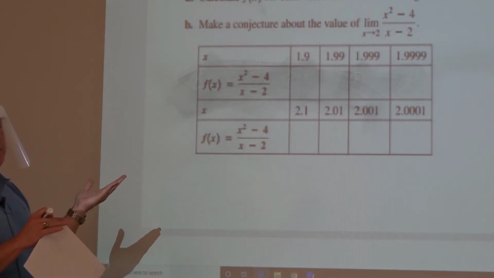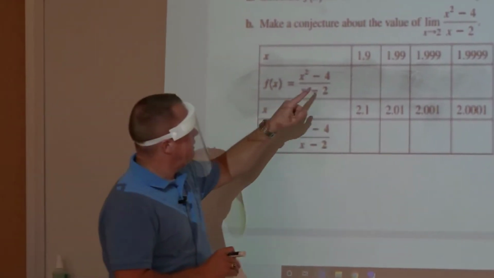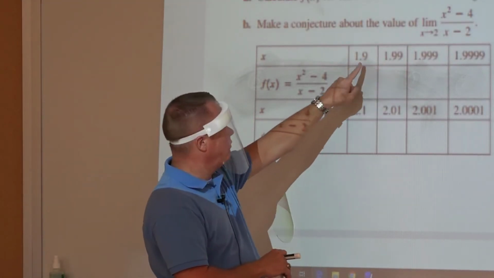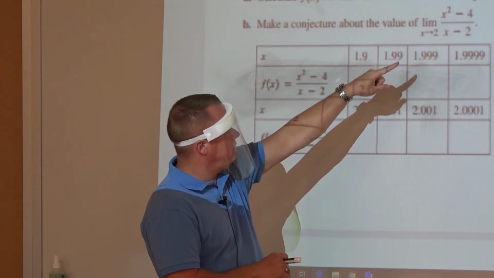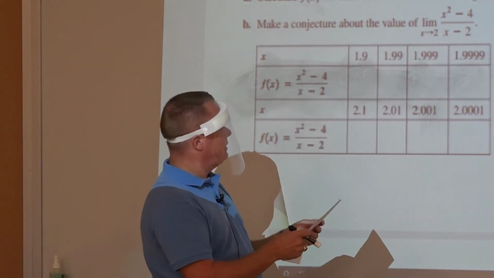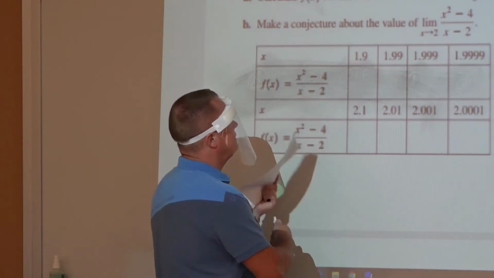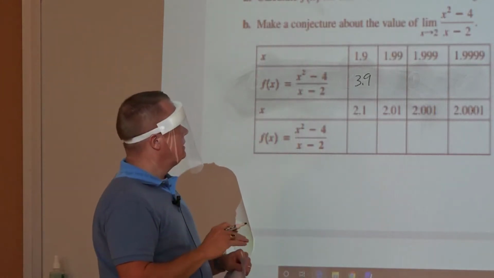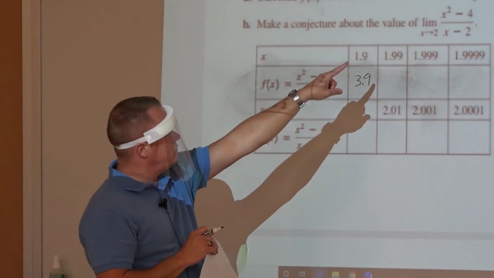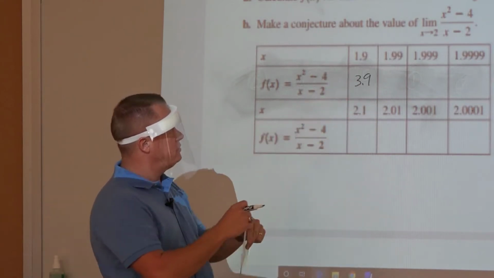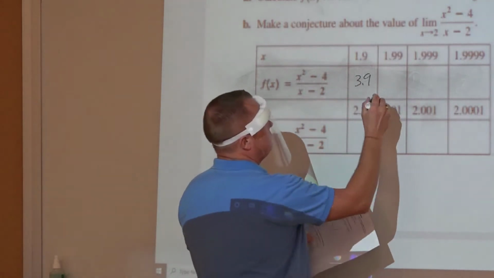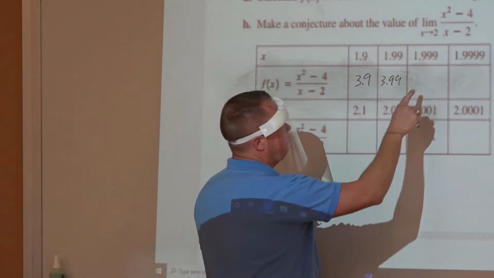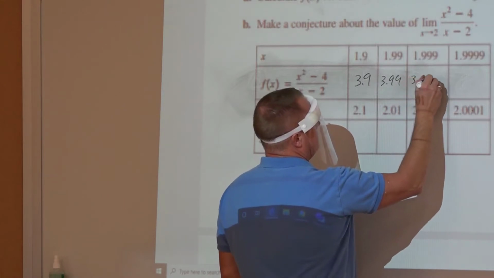But what's it approaching there? What you can do is just use a table. Take 1.9, which is really close to 2. Plug 1.9 in for x, top and bottom, and calculate it. If you put 1.9 in, you will get 3.9 for the function value. Put in 1.99: 1.99 squared minus 4, divided by 1.99 minus 2, I get 3.99. When I put this one in, I get 3.999.